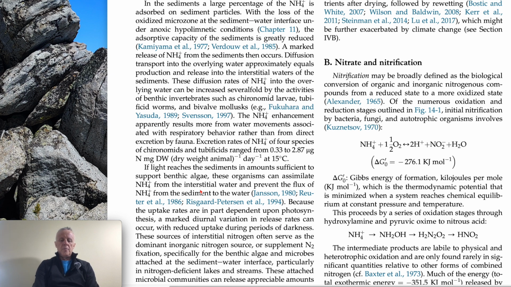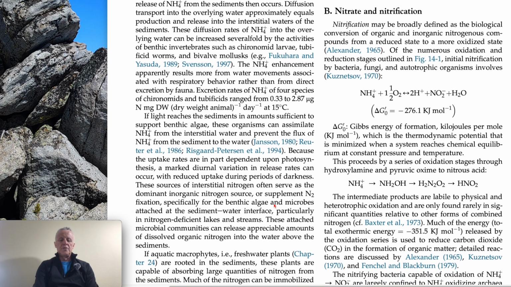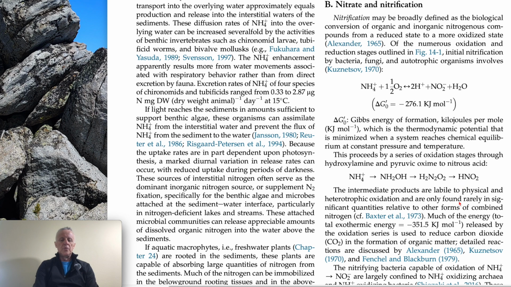Gibbs energy of formation, in kilojoules per mole, is the thermodynamic potential that is minimized when a system reaches chemical equilibrium at constant pressure and temperature. This proceeds by a series of oxidation stages through hydroxylamine and pyruvic oxime to nitrous oxide. So we have ammonium to hydroxylamine to pyruvic oxime, or also hyponitrous acid, to nitrous acid, HNO2.